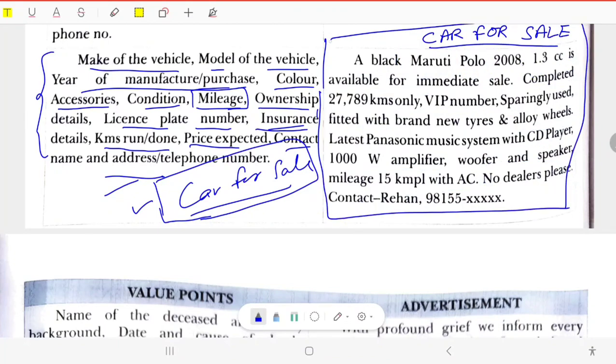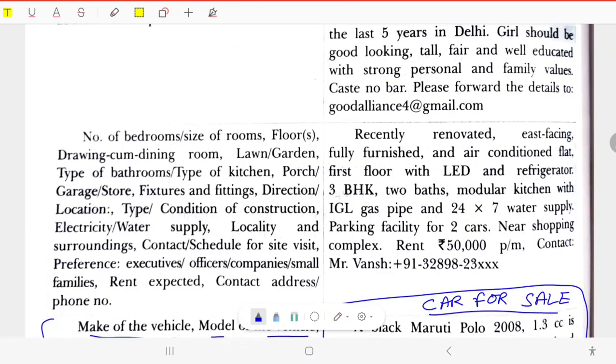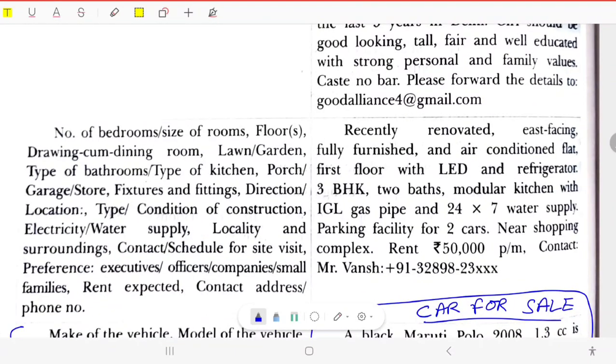So your advertisement should look like this. Let's have a look at another example. Have a look at this example. This is to let. To let means you have some property and you want to give it on rent.